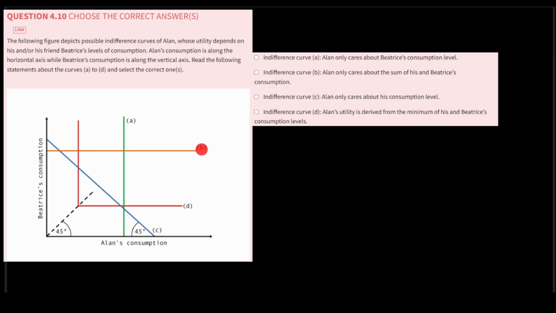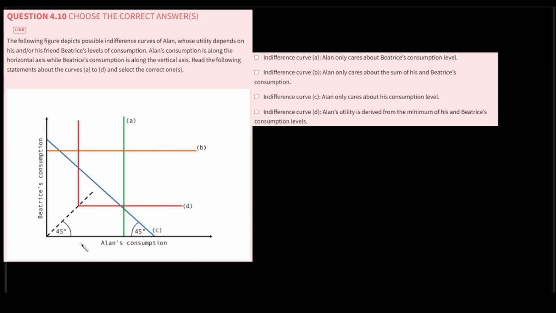B, we have a horizontal line. Again, these are the indifference curves of Alan. This is the important thing to keep in mind. These are all Alan's happiness, where Alan is indifferent. In this case, for B, being horizontal, it's the complete opposite situation. Alan is amazingly altruistic in this case, such that Alan's happiness depends only on Beatrice's consumption. When Beatrice has this level of consumption, then Alan has this level of happiness, that utility.